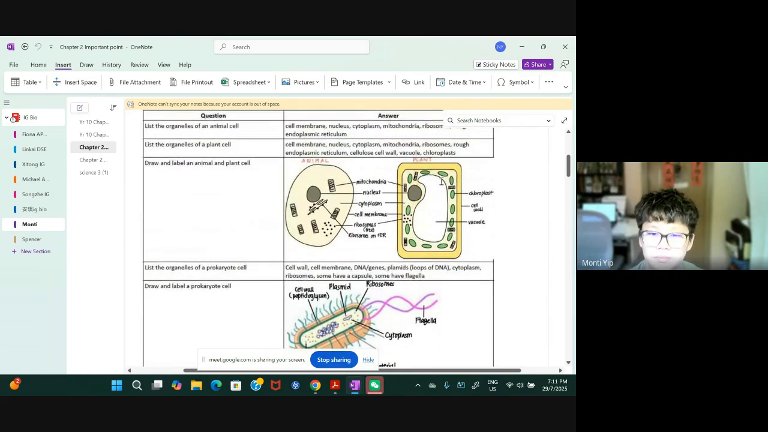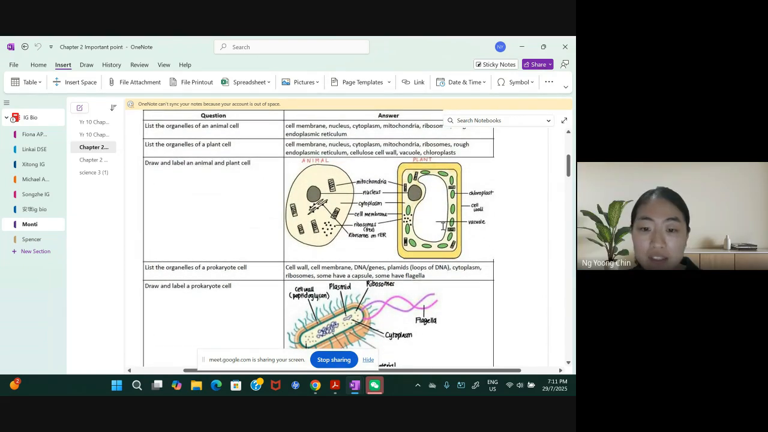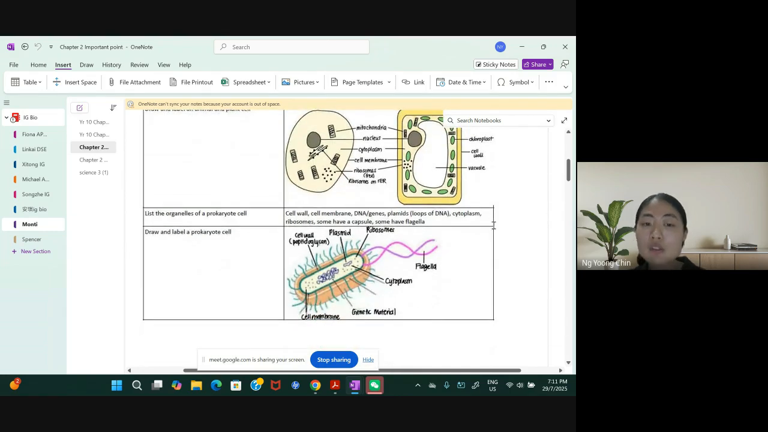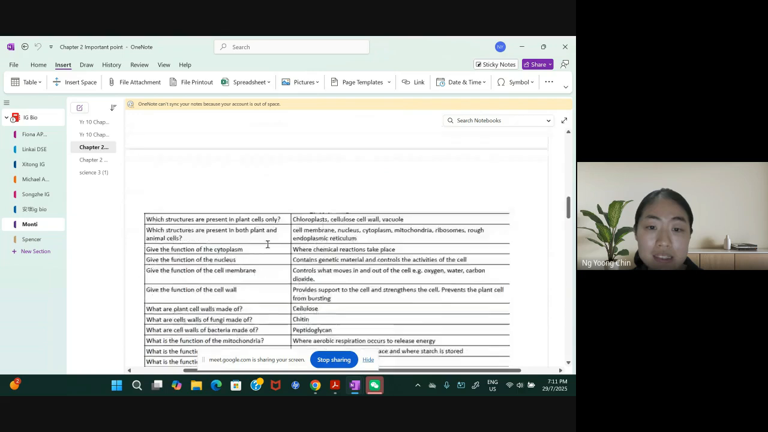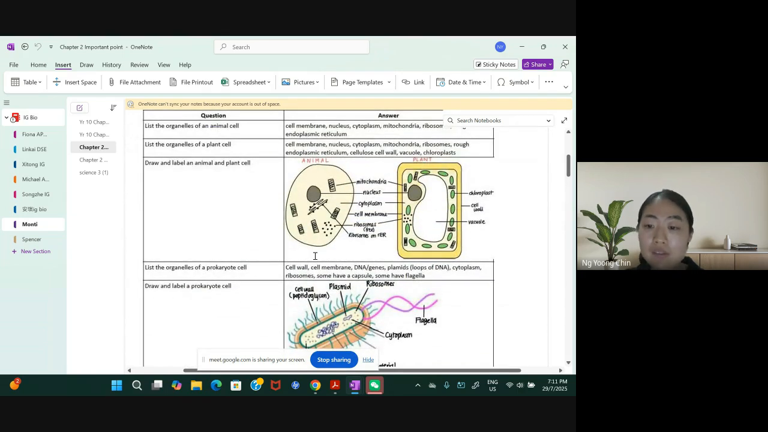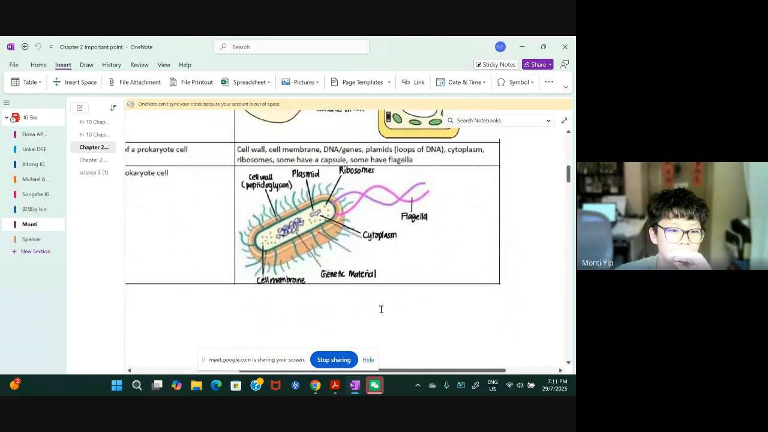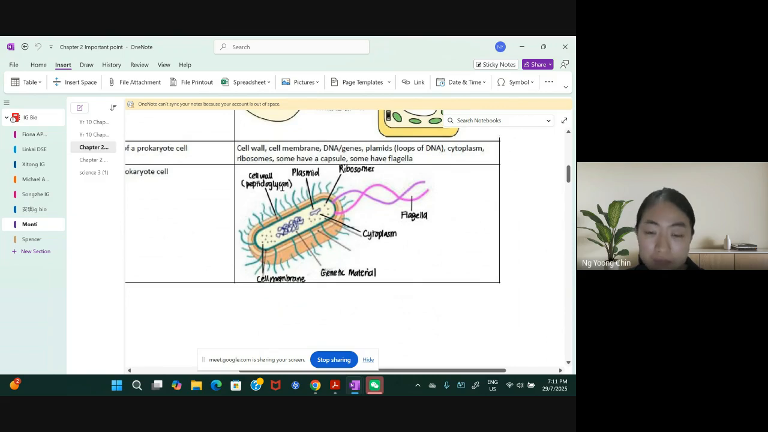Plant cells have the chloroplast, cell wall, and the vacuole. And also, you should know the difference between the prokaryote and the eukaryote cell. You can see, this is the prokaryote cell. You should know the content inside it.